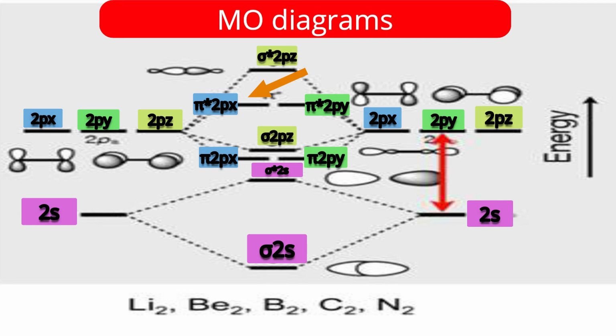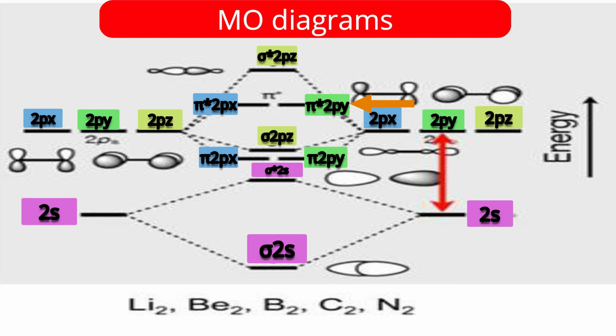Similarly, the 2py orbital from one atom will interact with the 2py orbital of the other atom to produce a bonding pi 2py and an anti-bonding pi star 2py. The energies of pi 2px and pi 2py are the same. Those are degenerate. And the energy of the anti-bonding pi star orbitals is also the same. Those are at the same level.